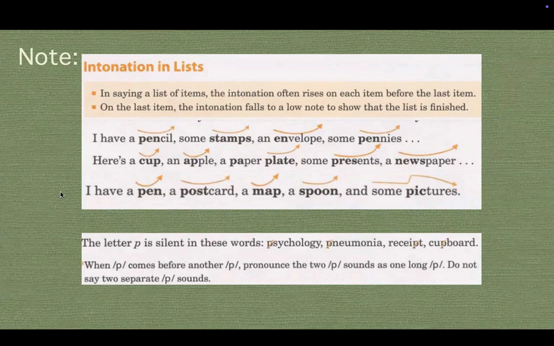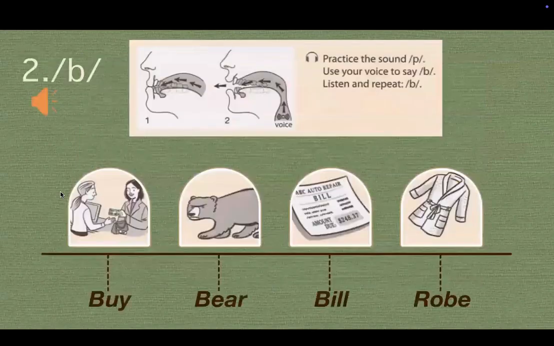So next, the letter P is silent in these words: psychology, pneumonia, and receipt. Cupboard. When the consonant P comes before another P, pronounce the two P sounds as one long P. Do not say two separate P sounds. Okay, so we are already done with the voiceless consonant sound P.